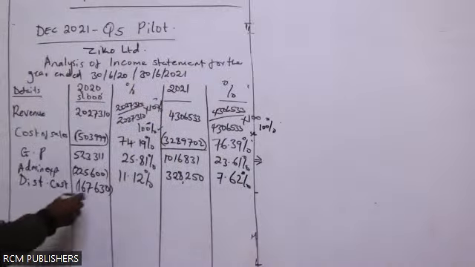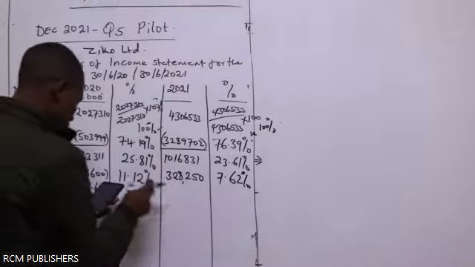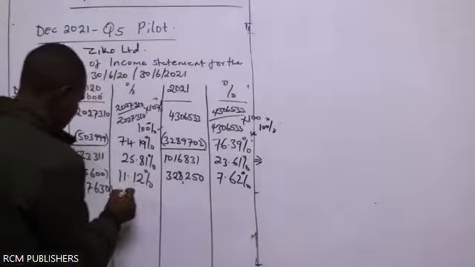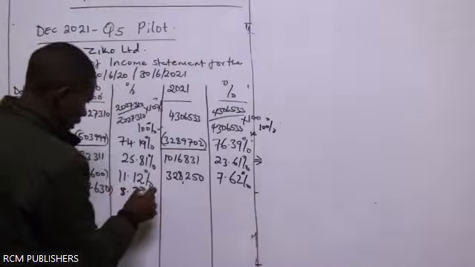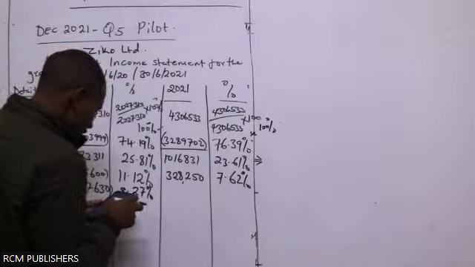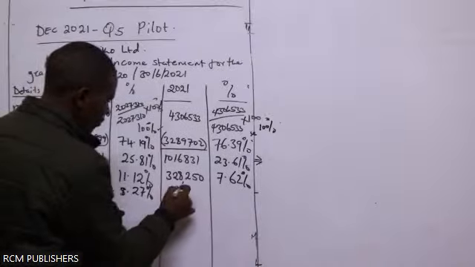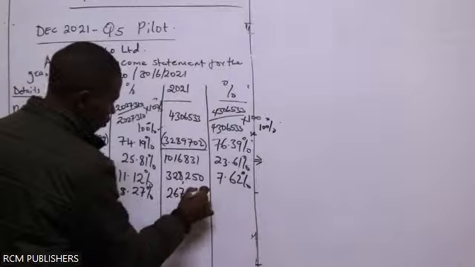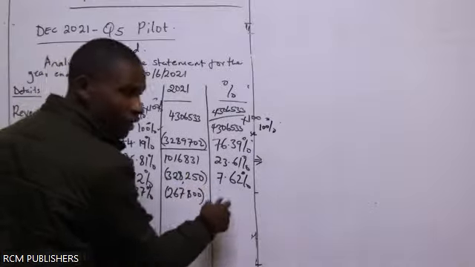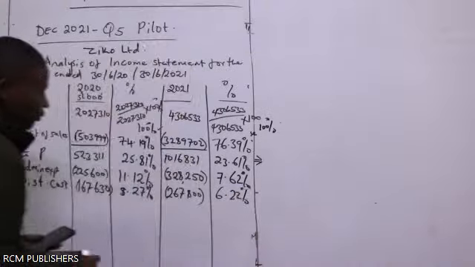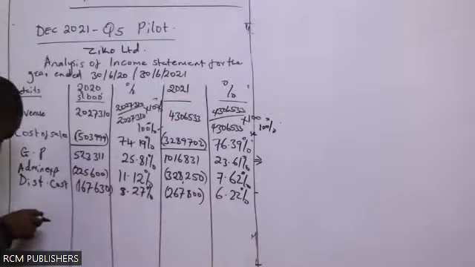We move to this distribution cost. What is the distribution cost for year 2020? Distribution cost 8.27. I like the speed. Now you have started with a very good high speed. This other one is 267,800. We said this is a cost, so we can put it that way. 6.22%. Now we can get, I think this is a profit before interest.